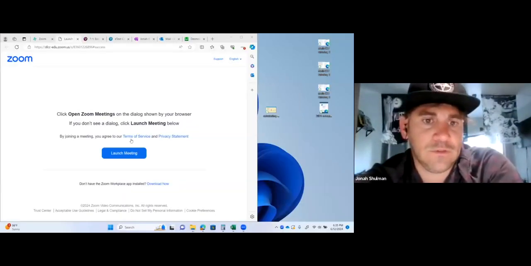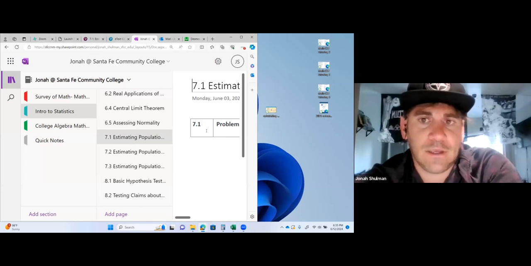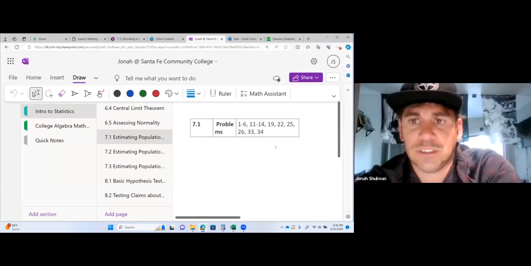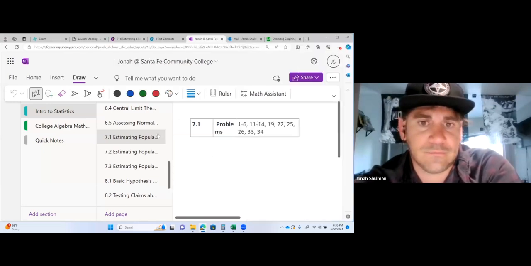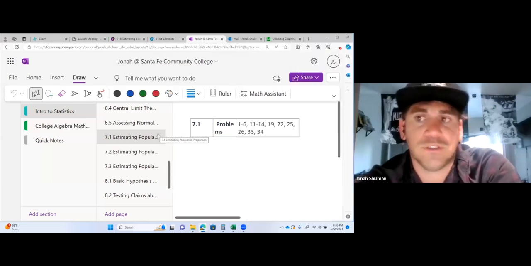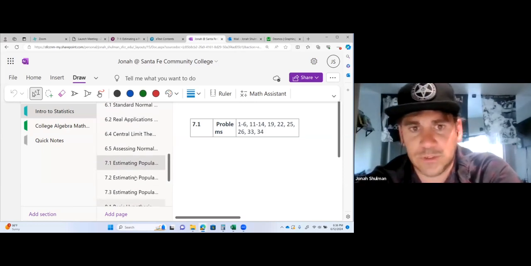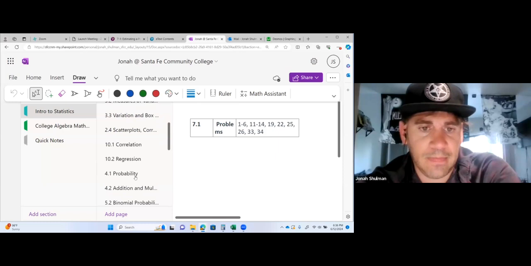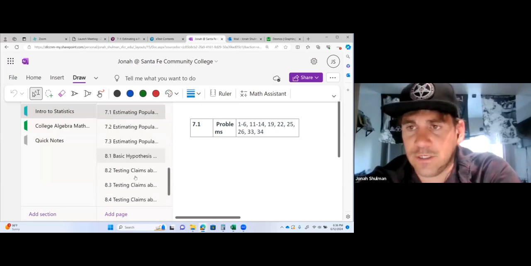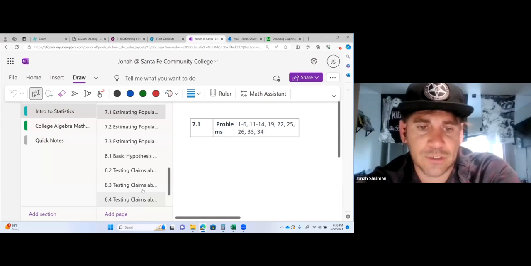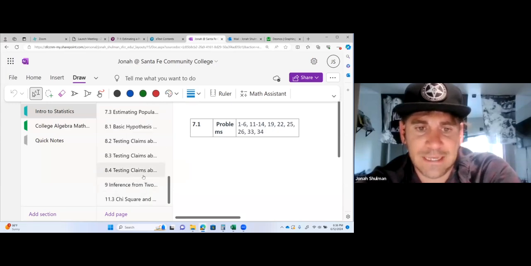If you go into the notes, you'll see we have 7.1. The first 7.1 is estimating population proportions. Okay, so this whole 7.1, 7.2, 7.3 stuff, this is going to be a little bit different. This is going to change some stuff. So I feel like this is the one that might be more challenging before we get to the end, right?